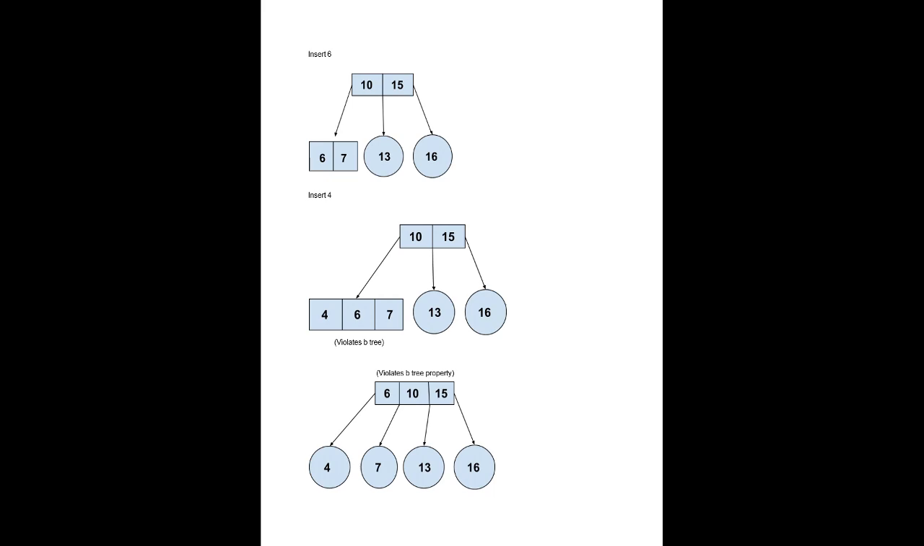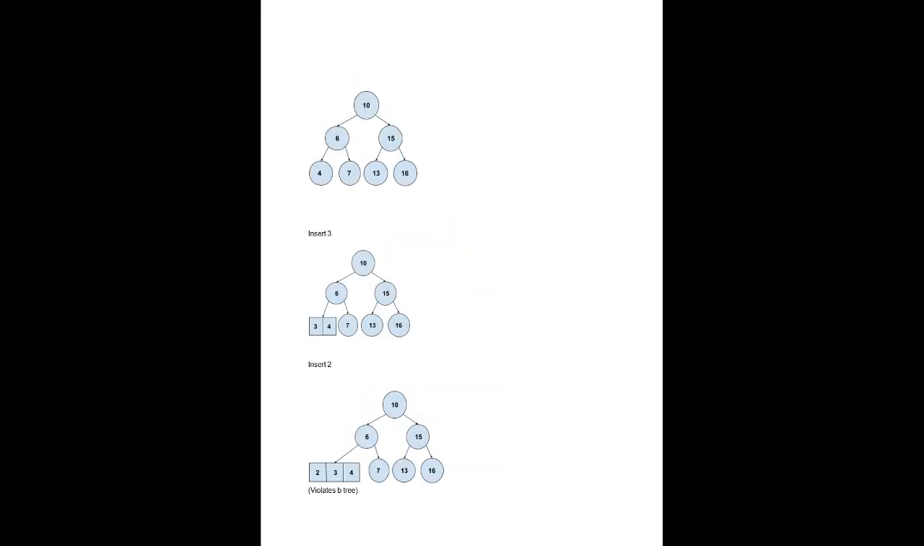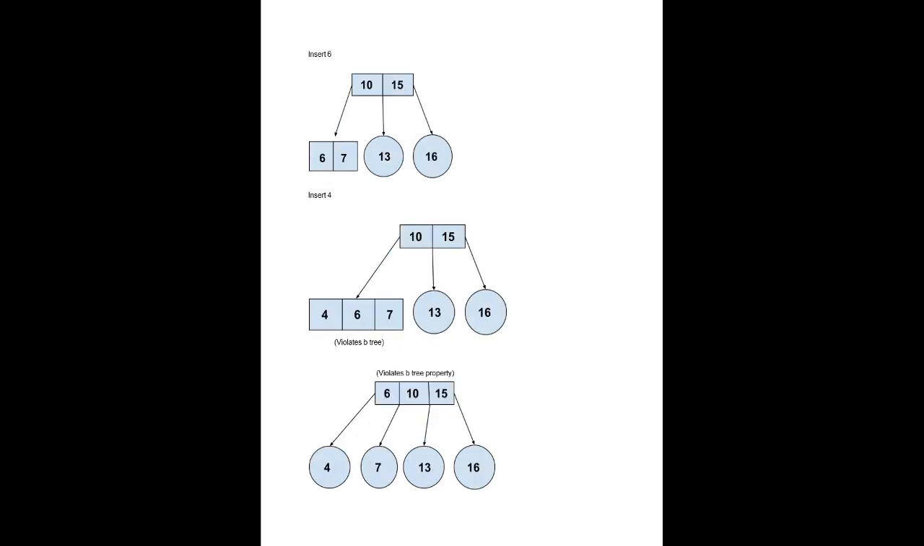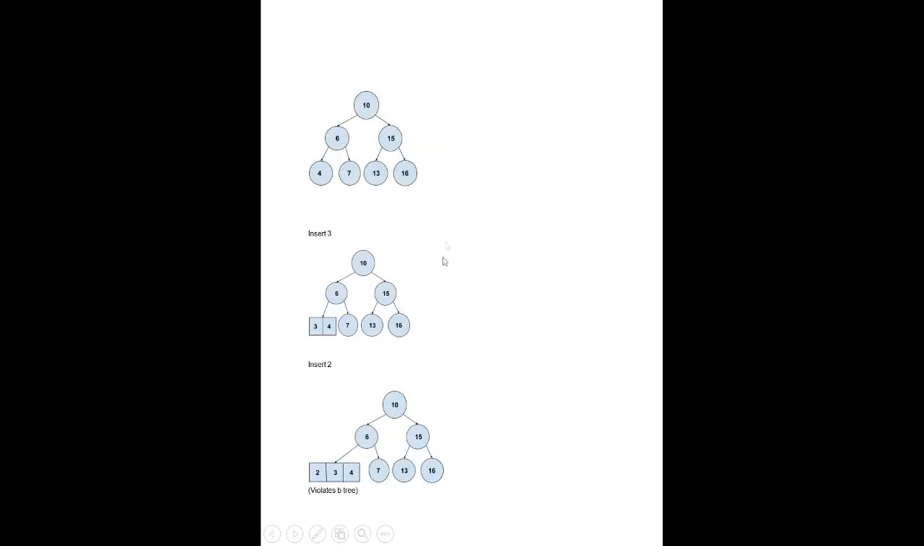Next we insert number 6, so it is placed to the left of 7. Next element is 4, which is less than 6, so it is placed to the left of 6. Here the condition gets violated and 6 becomes a parent. So now the tree becomes 6, 10 and 15 as the parent nodes and 4, 7, 13, 16 as the children. Here the condition gets violated again, because we have 3 elements here. So 10 becomes the parent and root node, 6 and 15 become its children, and 4 and 7 become the left and right children.